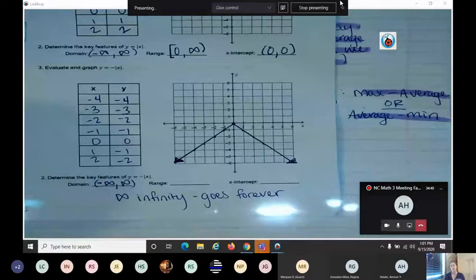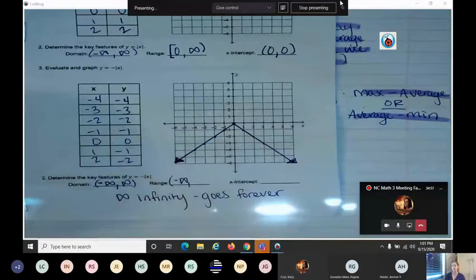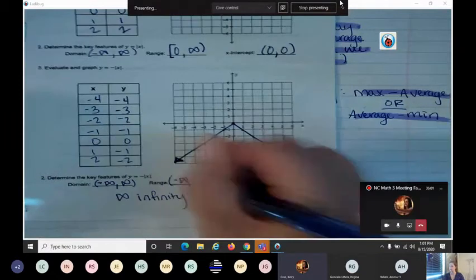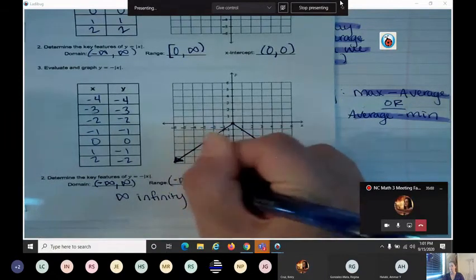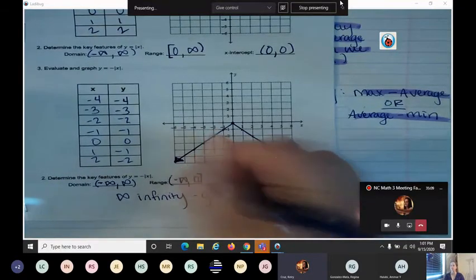Yeah. Okay, thank you, Amar. Now for range, Katie, can you tell me the lowest point this function goes? Negative infinity. Good. We're going to use our round bracket for that. And what's the highest? 0. Yeah, very good. And do I use the square or the round bracket for the 0? The square. Good, because it's included on the function.